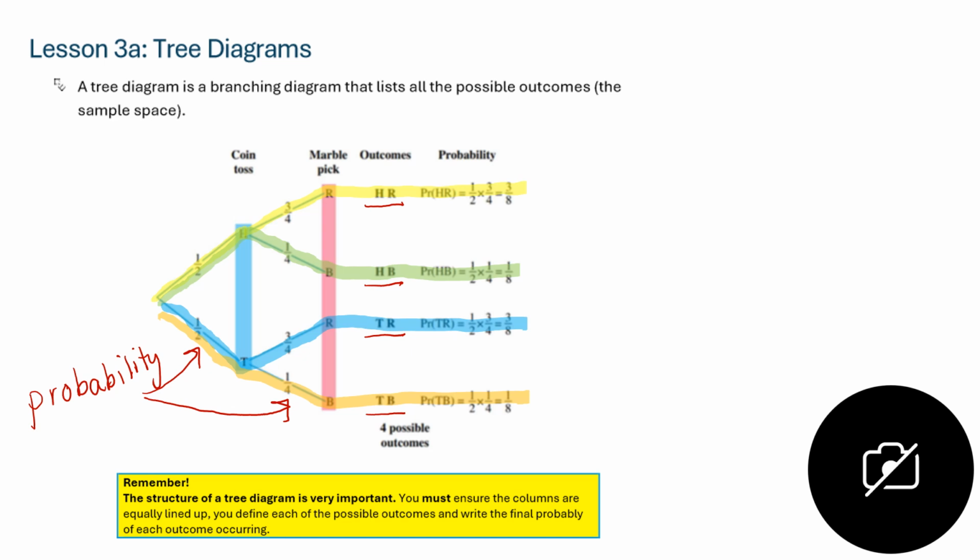You'll also notice that all of our probabilities equal 1. So if I add 3/8 plus 1/8 plus 3/8 plus 1/8, they all equal 1. Let's go to the next page.